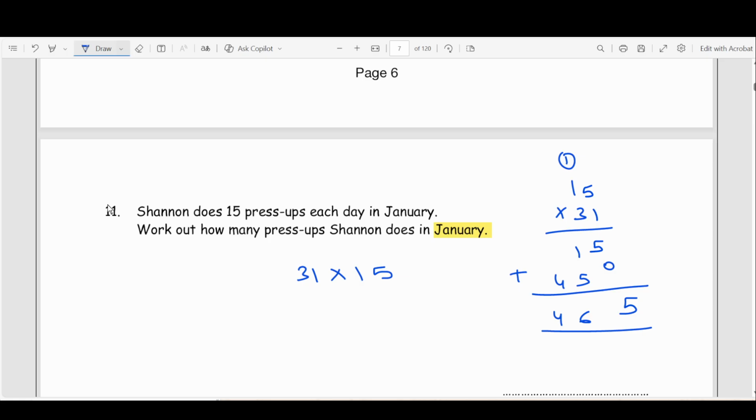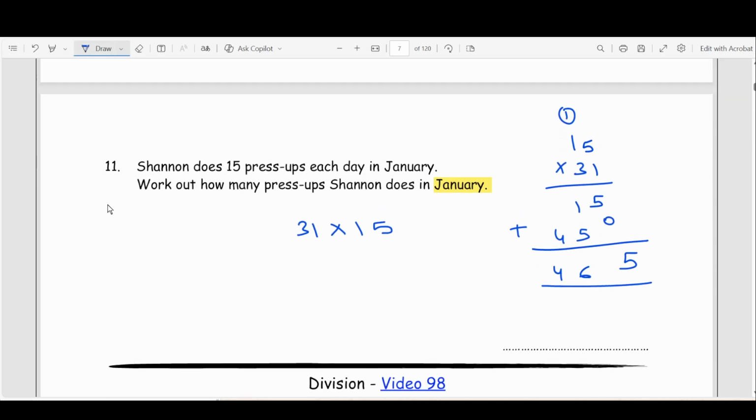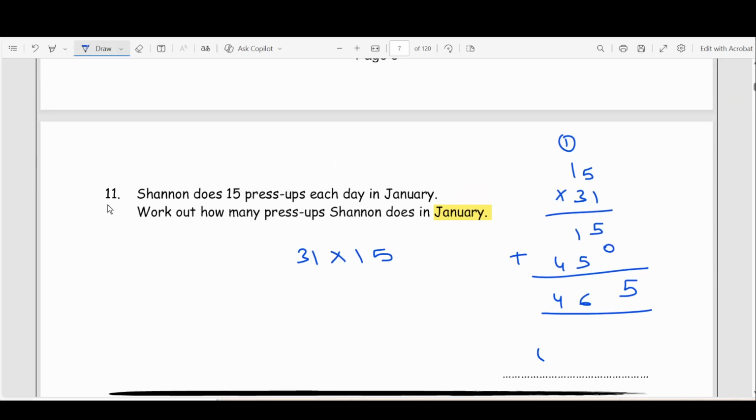Yeah, so the answer is 165. 400 and 65. Yes, 465 press ups. Very good.